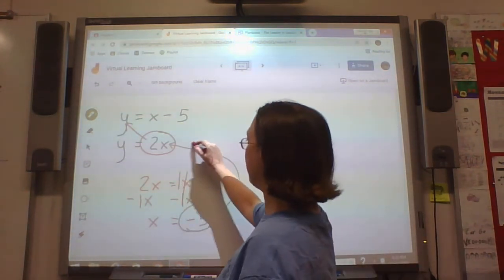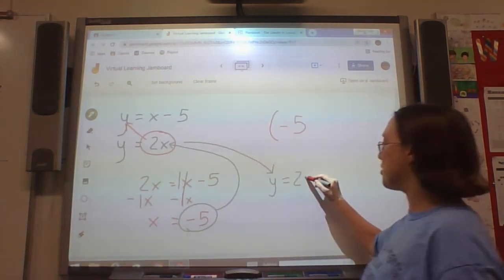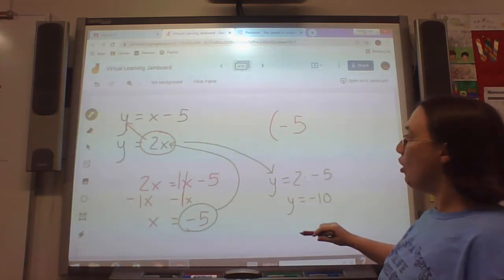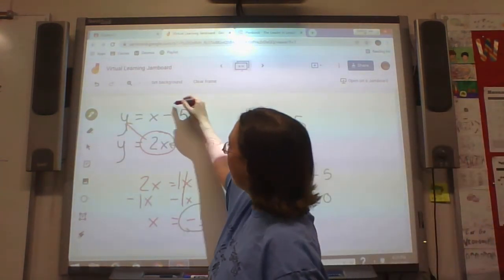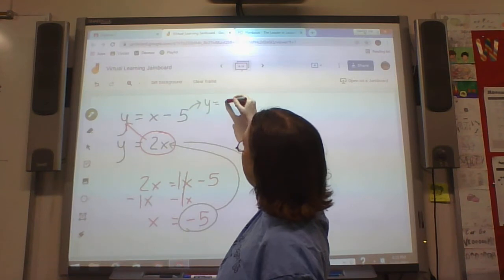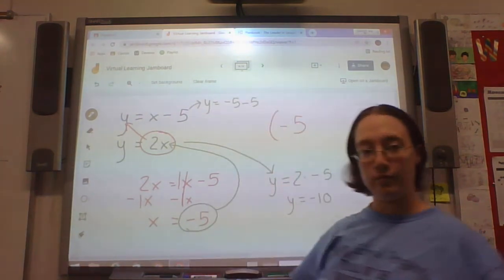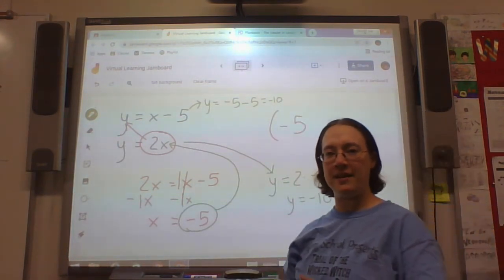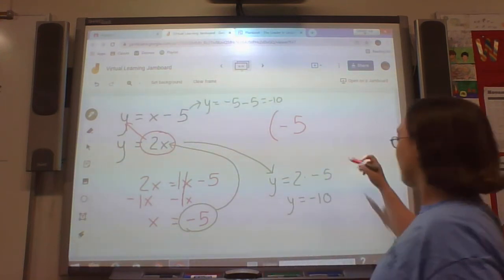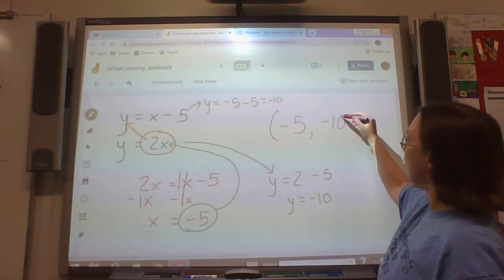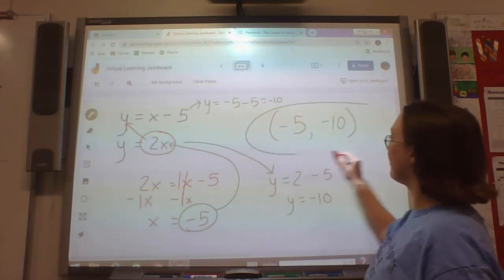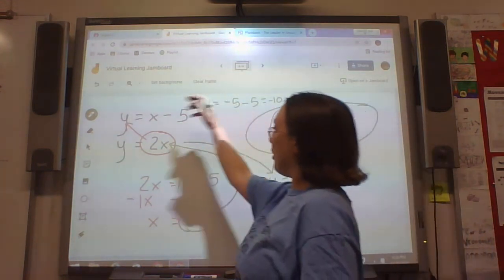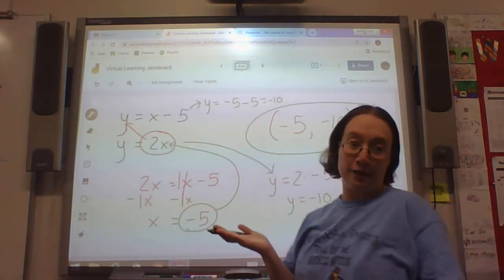If I plug in negative 5 here, I've got y equals 2 times negative 5. 2 times negative 5 is negative 10. Or if I plug it in back here, I've got y equals negative 5 minus 5, which is also negative 10. So if you plug it back into both and get the same thing, that's a pretty good indication that, yeah, we did this right. So that gives us a negative 10 for our y. If you're looking at your number going, I don't know if that's right, go ahead and plug x into the other one too. And if you get the same thing, you did it right.